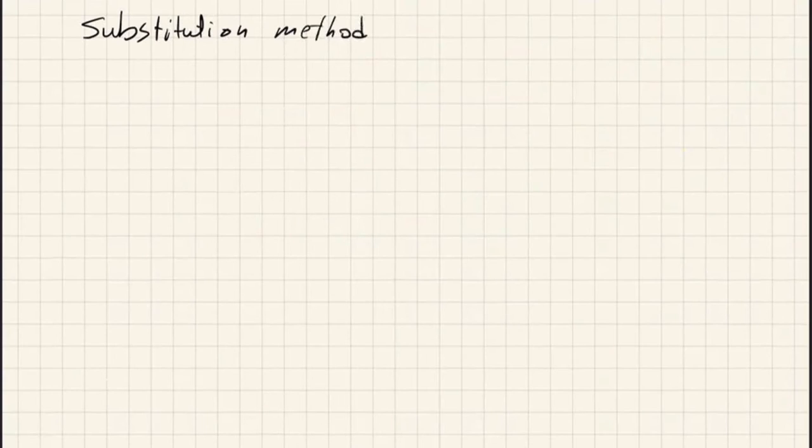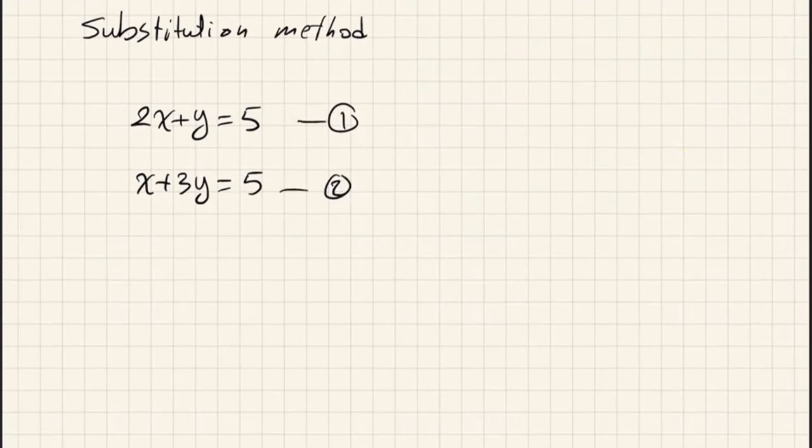Suppose that I have 2 simultaneous equations like this. 2x plus y equals 5, and x plus 3y equals 5 also. Okay, so what you have to do, this is equation number 1 and this is equation number 2. Please concentrate. First of all, you want one of these 2 equations to be transformed to y equals something or x equals something. Means you have to change the subject of formula of one of the 2 equations to x or y. It's up to you.